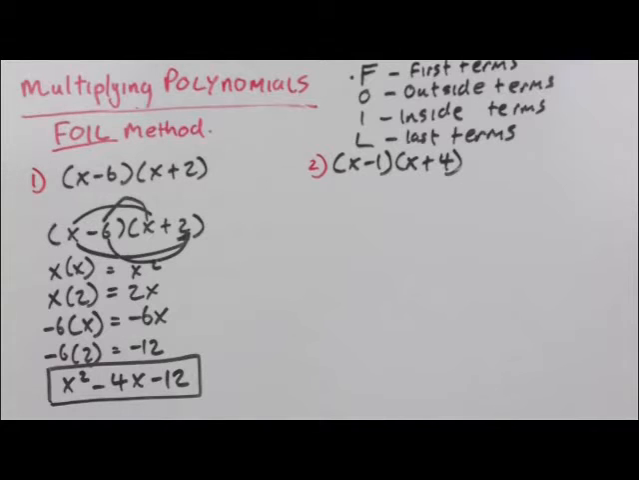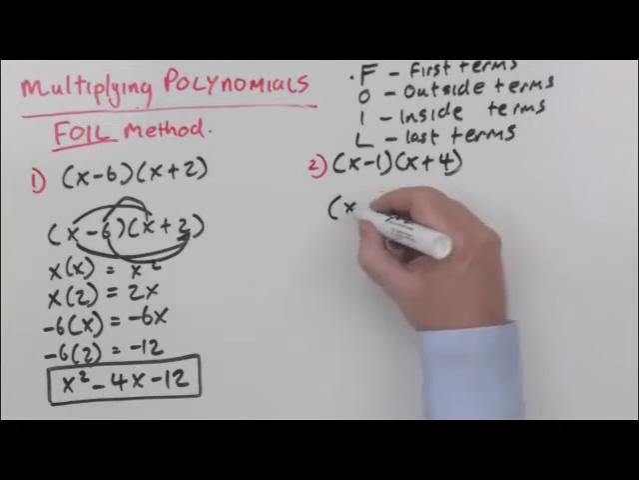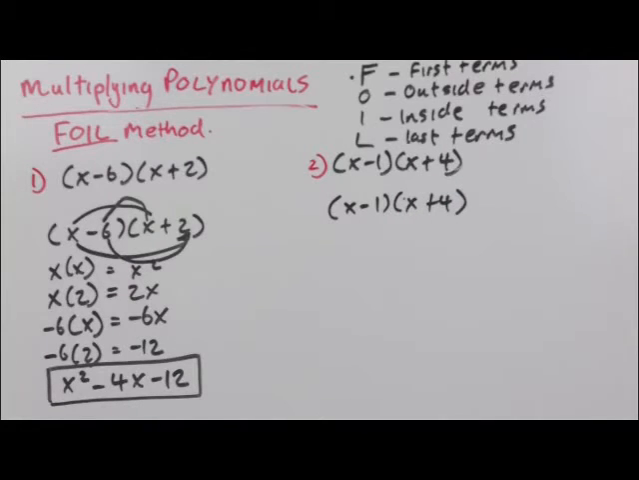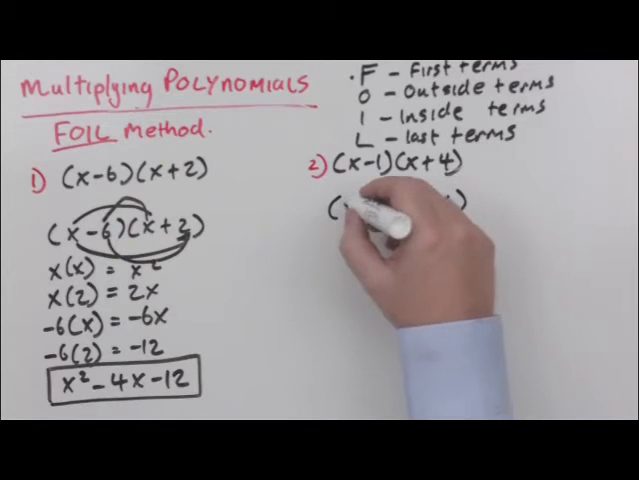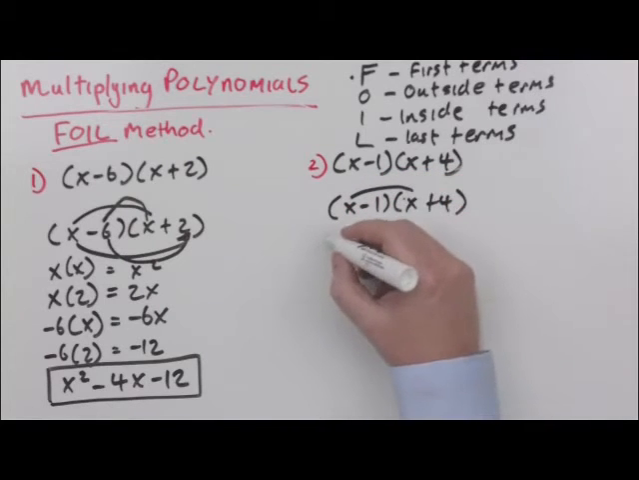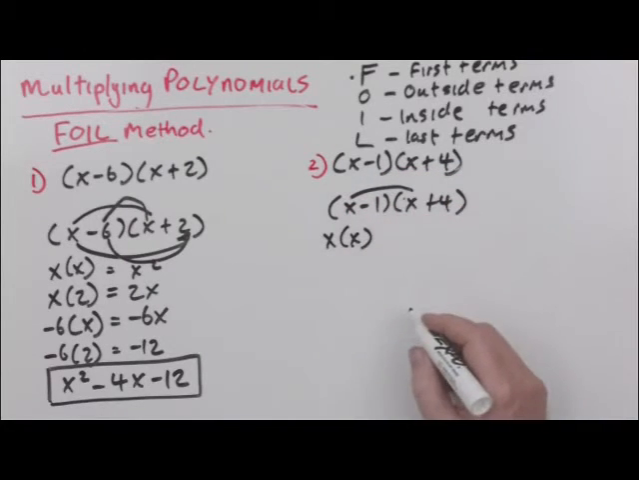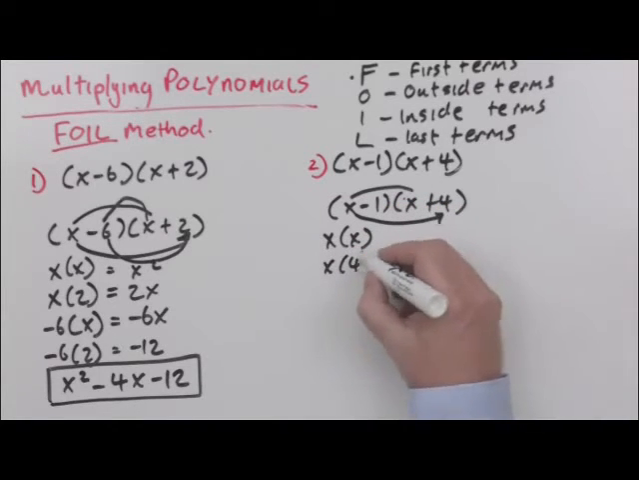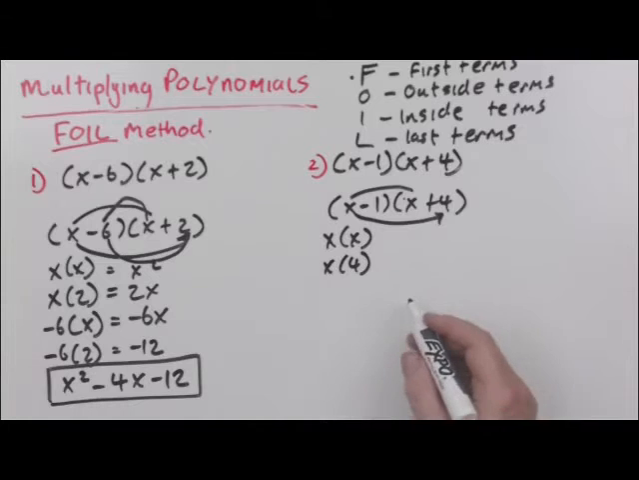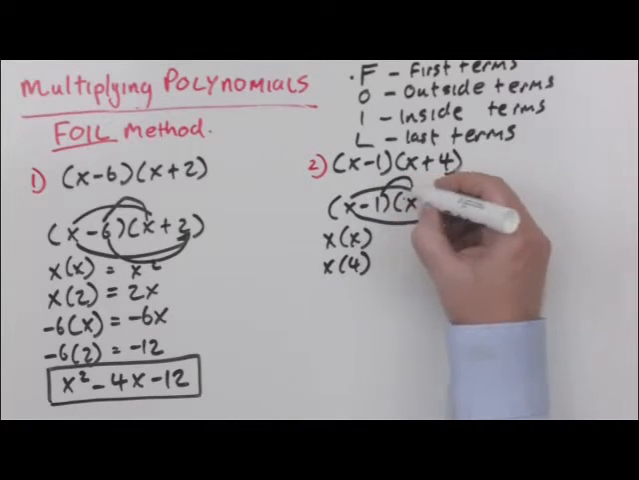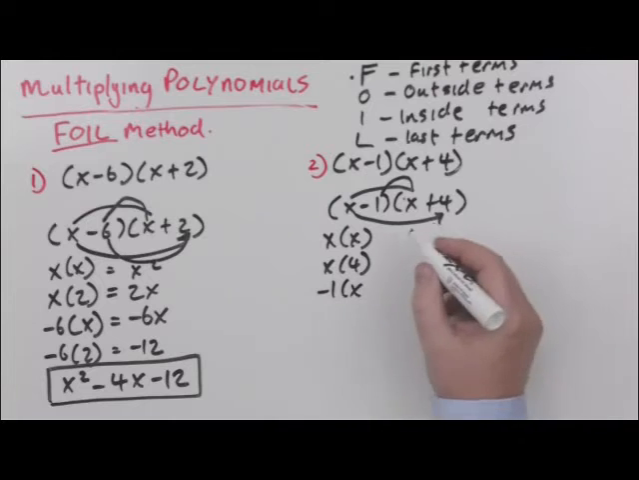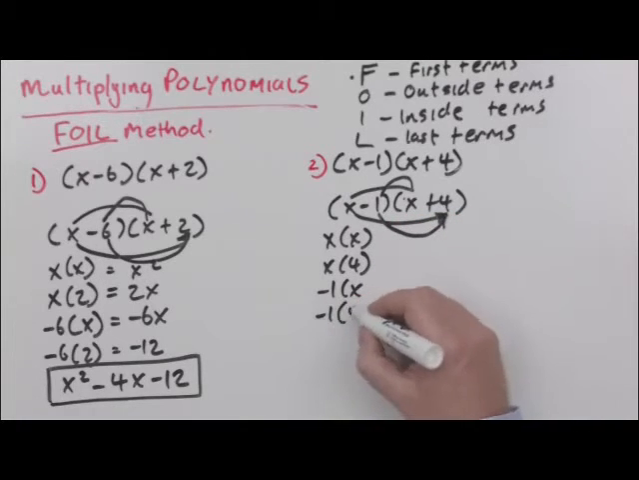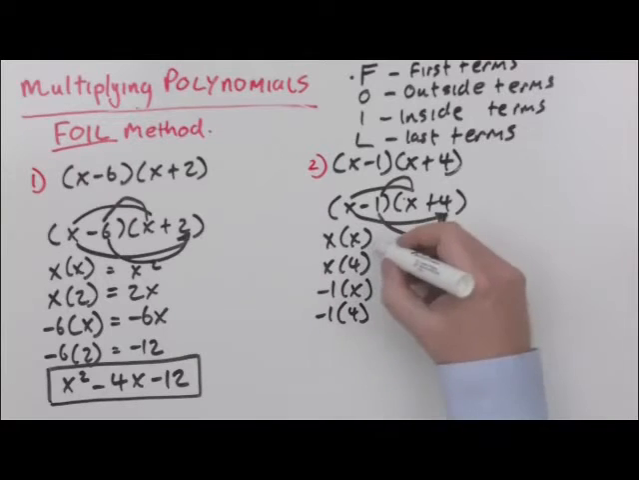Okay, I'm going to multiply x minus 1 by x plus 4. So first I've got to do the first terms, so the x and the x are the first terms. So just x times x, remembering to write everything vertically. Then the outside terms, x times 4. Then I'm going to do the inside terms, negative 1 times x, and then the last terms, negative 1 times positive 4. See, now I just have to multiply.